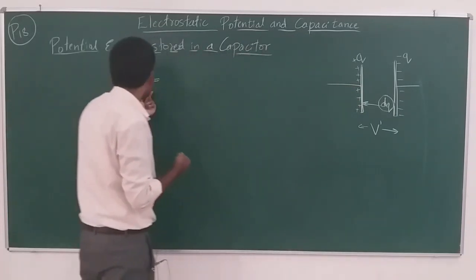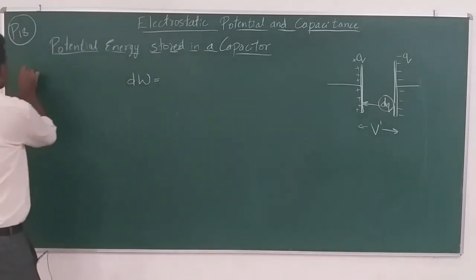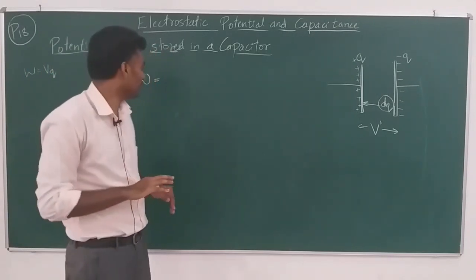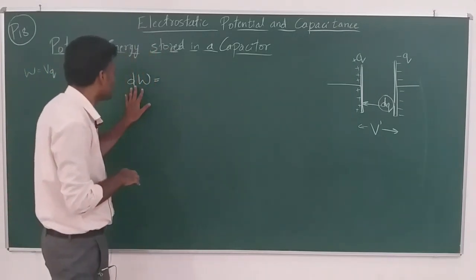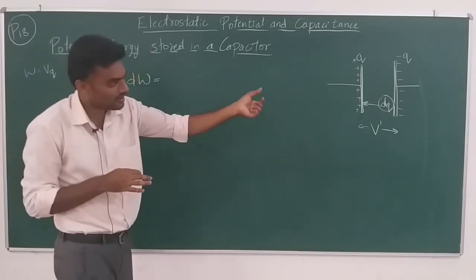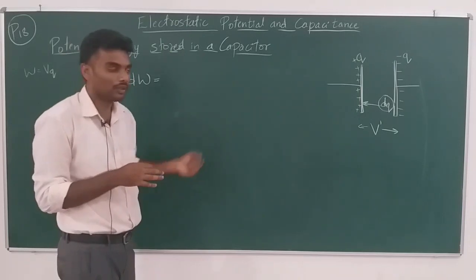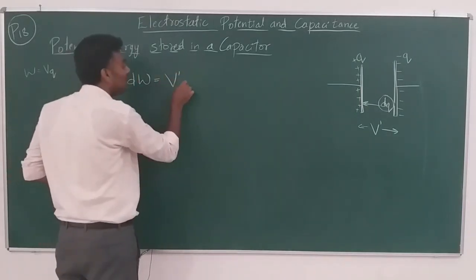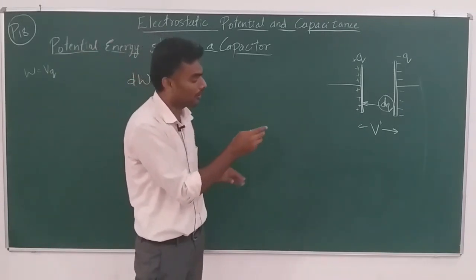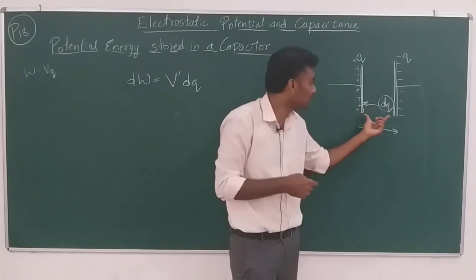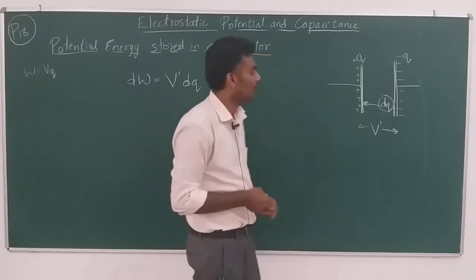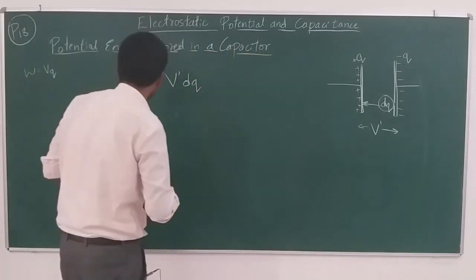That external work that I need to do is W equal to VQ. You'll find it in the first derivations of this chapter. So dW, the little amount of work that I need to do to bring small charge dq from the negative plate to the positive plate, is given by V dash dq, because V dash is the present potential difference between the plates. V dash can increase as we keep on bringing the charge.